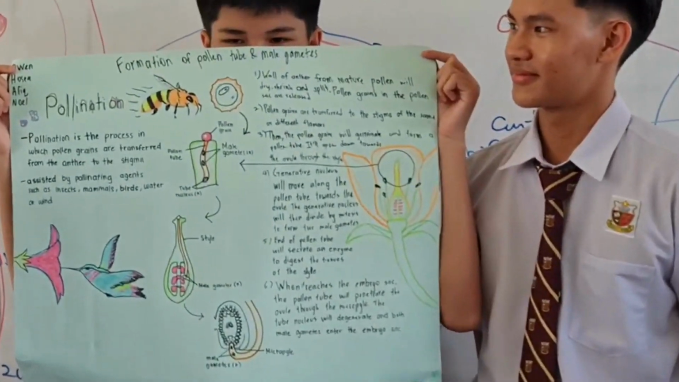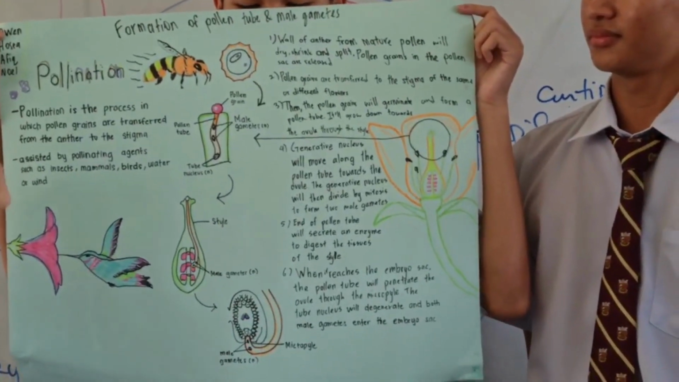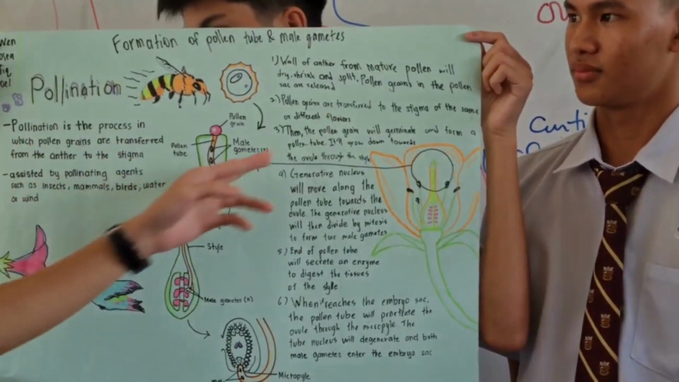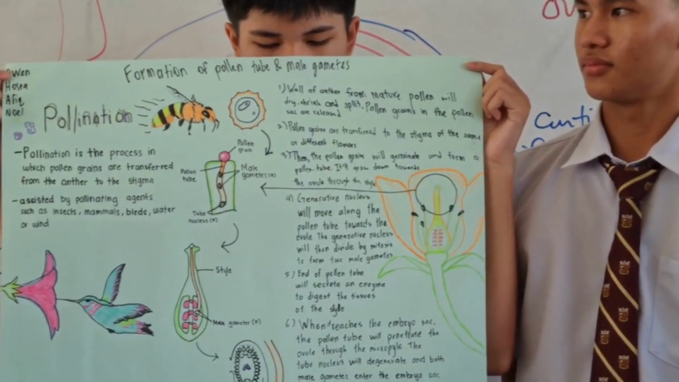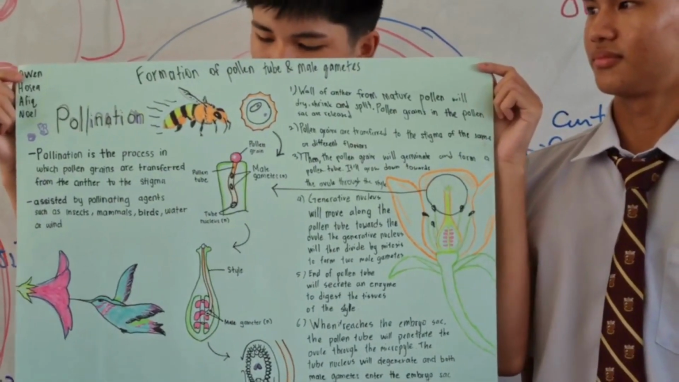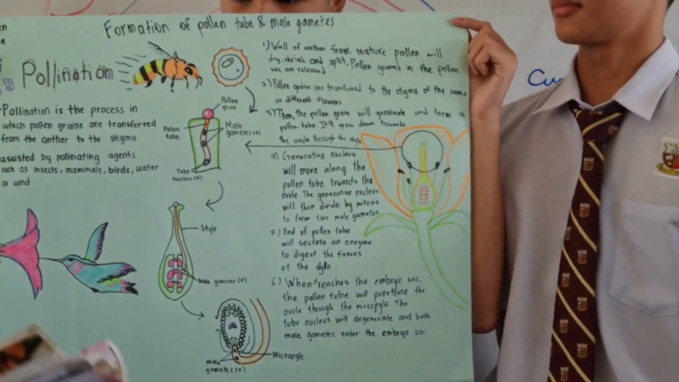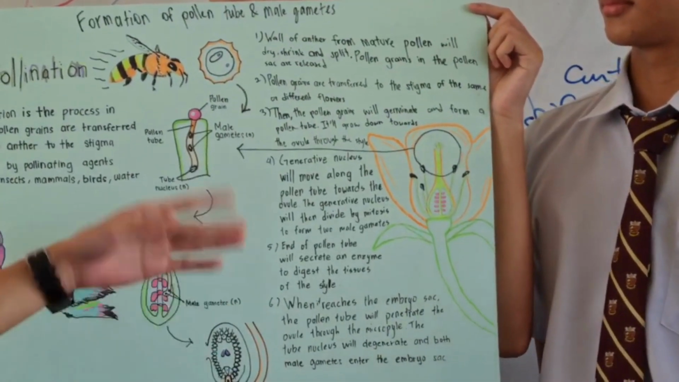So, what is pollination? Pollination is the process in which pollen grains, this one is a pollen grain, are transferred to the stigma. This is the stigma. It is also assisted by pollinating agents such as insects, mammals, birds, water, or even wind. So, let's take a look at the process of formation of pollen tube and male gametes.